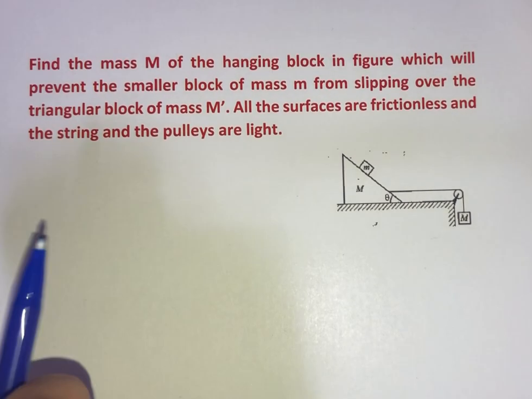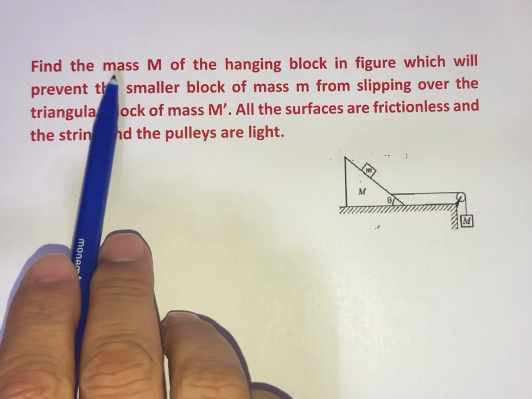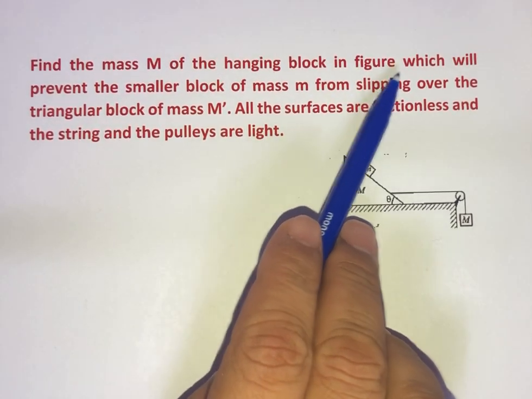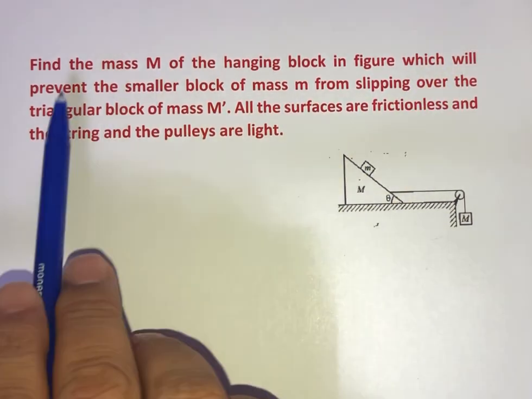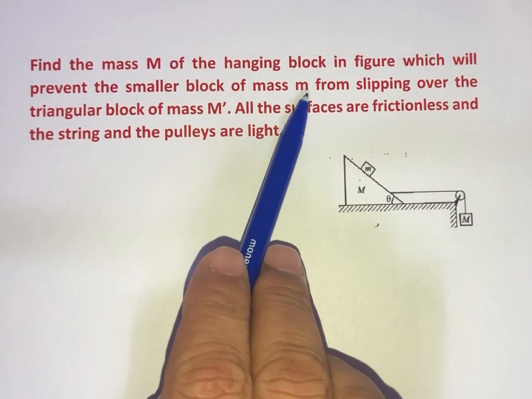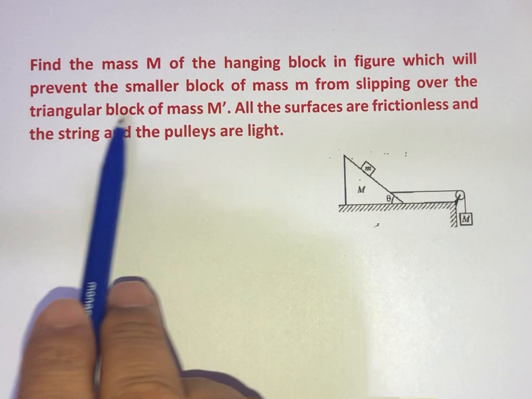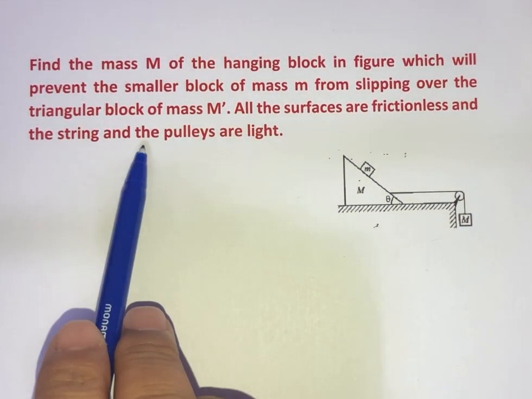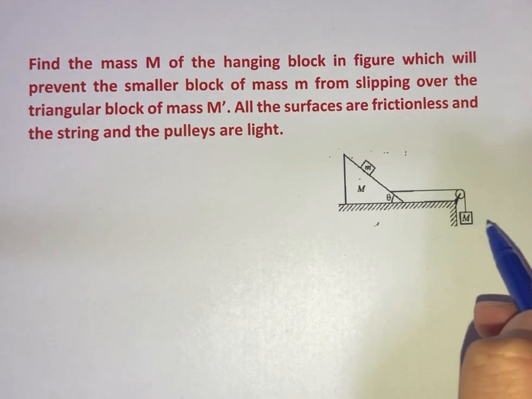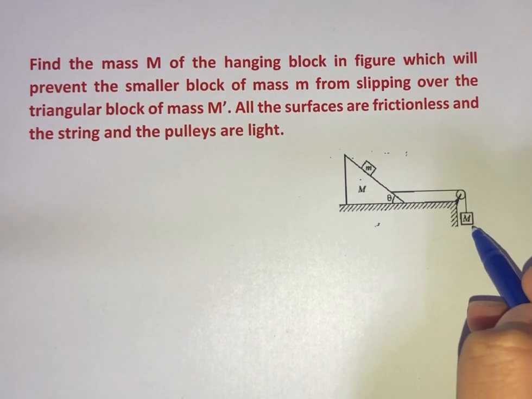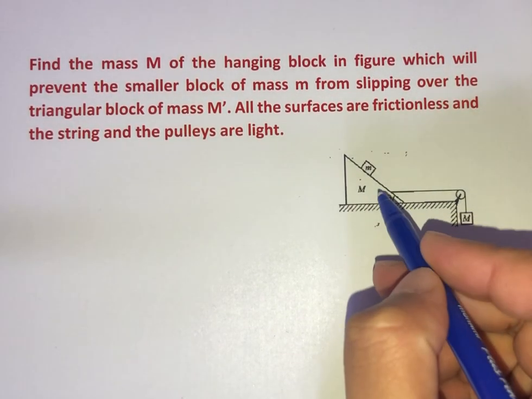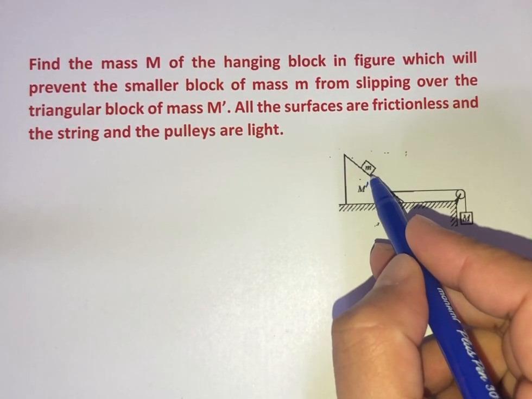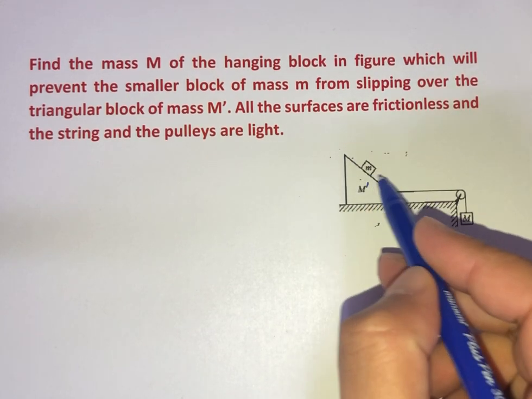Hello friends, so to the question: find the mass M of the hanging block in the figure which will prevent the smaller block of mass m from slipping over the triangle block of mass M prime. All the surfaces are frictionless and the string and the pulleys are light. So this is the mass which is hanging. We are supposed to find this value, and this is a triangle of mass M prime and this is block m, and it is said that it should not be slipping.